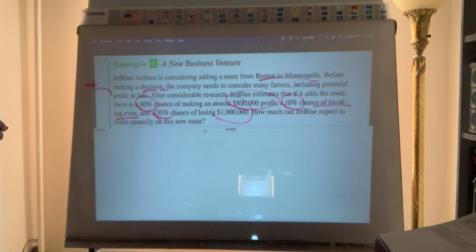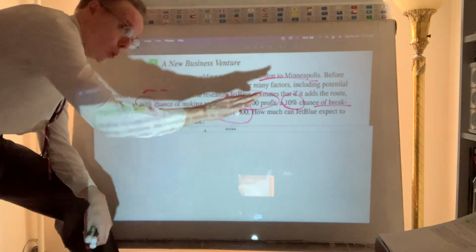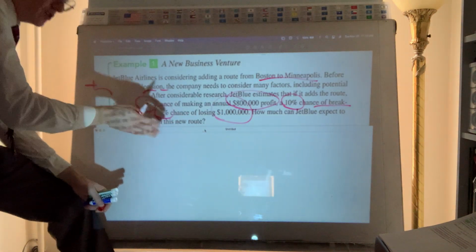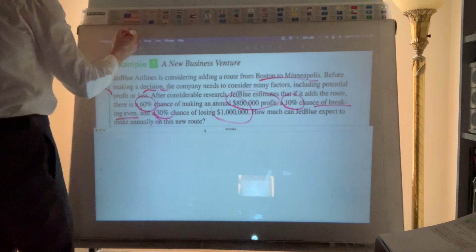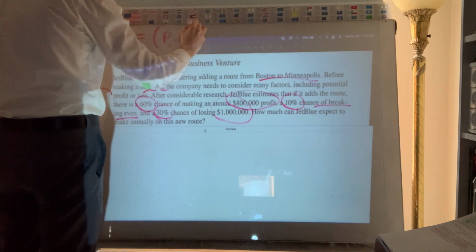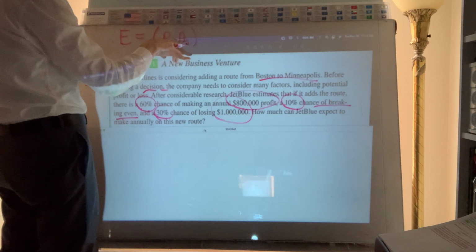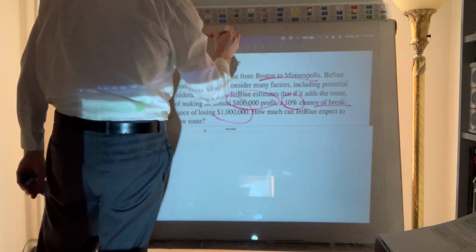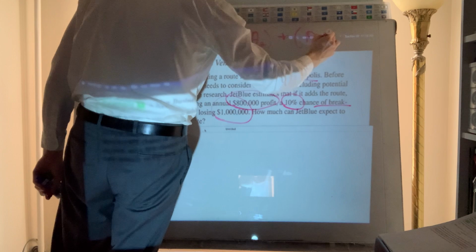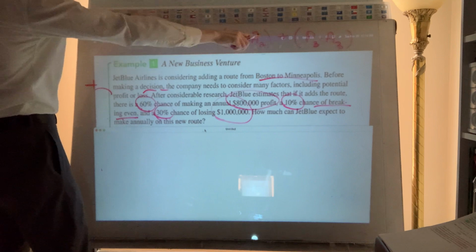How much can JetBlue expect to make annually on this new route in the long run? So, for the sake of deciding whether it would be to your advantage or disadvantage, we're going to basically borrow this formula. E is equal to a percentage, a probability, essentially, times an amount associated with that, and then if necessary a second one, and if necessary a third term, of probabilities and related amounts, if you will.